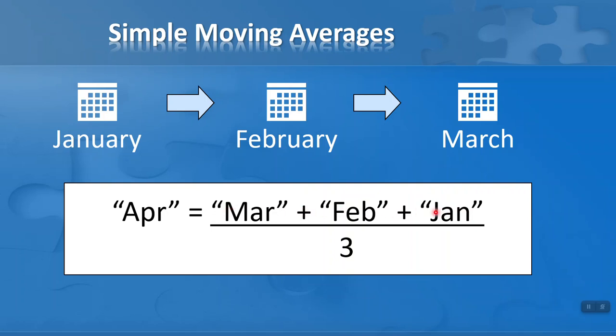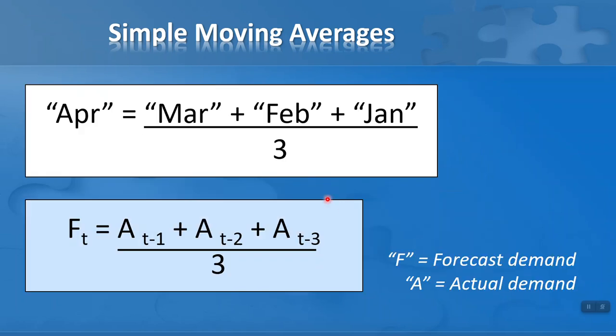So I've taken my three most recent periods. The most recent is March, the second most recent is February, and the third most recent is January. Add the three of them together and divide by three to get a simple average. So then let's see how we can use this. I've taken that same formula with the months in it, and I've now translated it into the actual formula we use for a simple moving average.